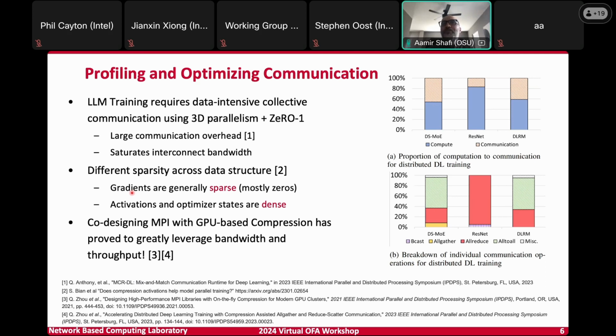And what this means in terms of compression is that we can actually utilize what we call lossy compression for gradients, but we have to use either high rate lossy compression or lossless compression for activations and optimizer states, right? So essentially the whole idea in this particular work is that we'll see if it is possible to use GPU based compression in MVAPICH and improve the bandwidth and the throughput of LLM training.